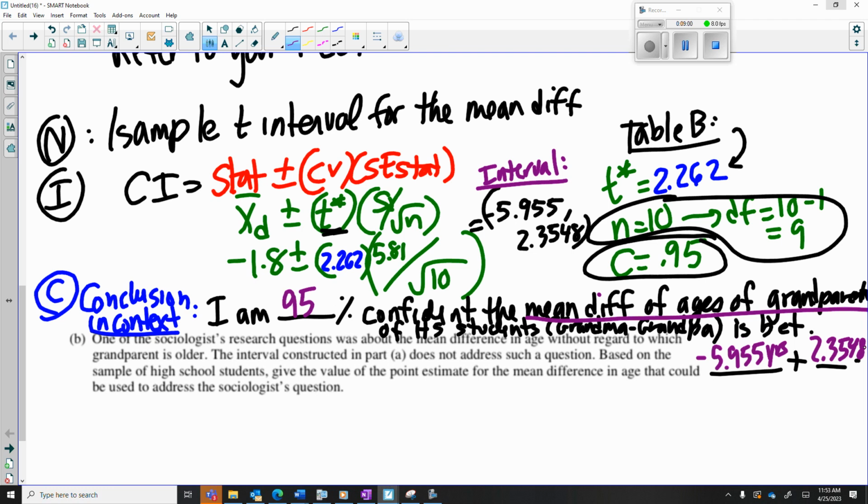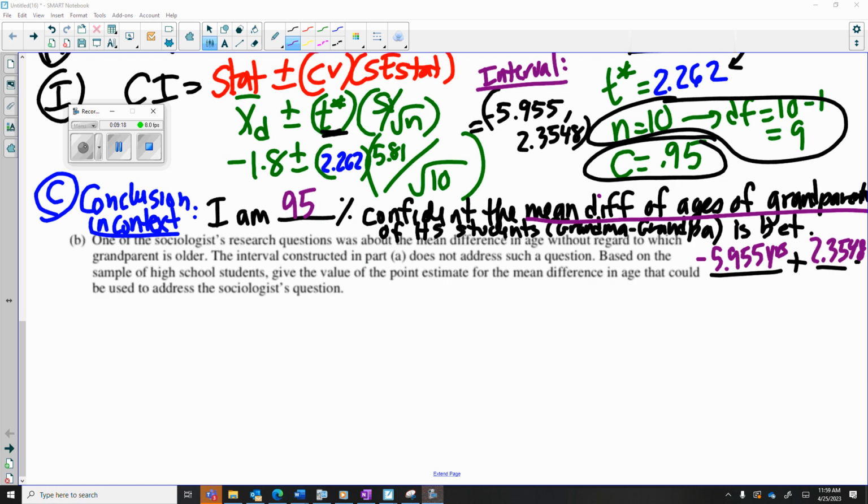Part B, one of the sociologist's research questions was about the mean difference in the age without regard to which grandparent was older. The interval constructed in Part A does not address such a question. Based on the sample of high school students, give the value of the point estimate for the mean difference in age that could be used to address the sociologist's concern.